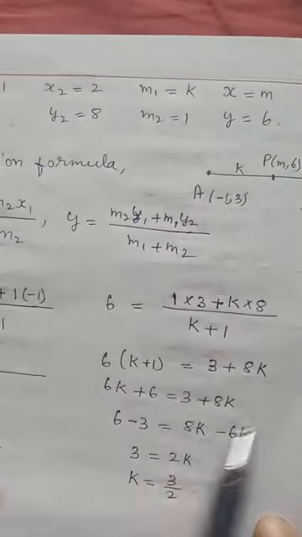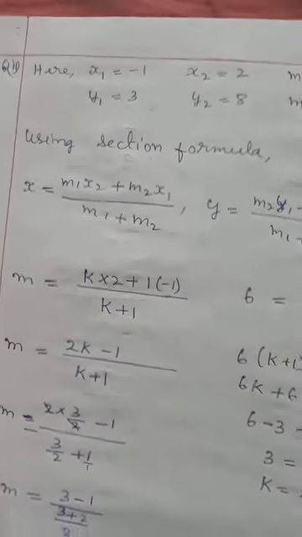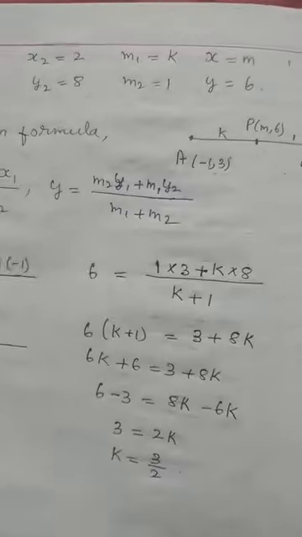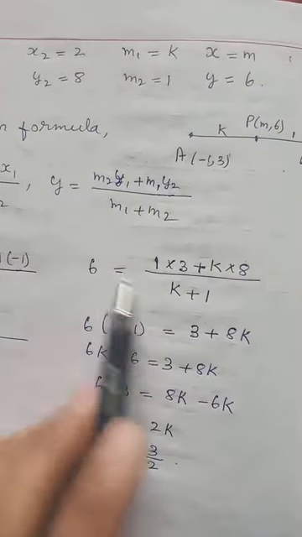Then here we have only one alphabet. This side we have 2, m and k. So let us solve first from the side which has only one alphabet. Then here we have equal with ratio.